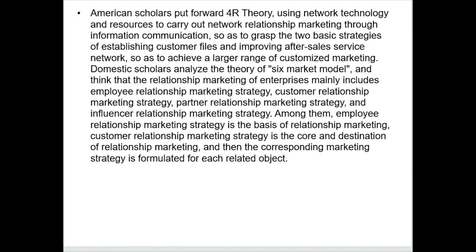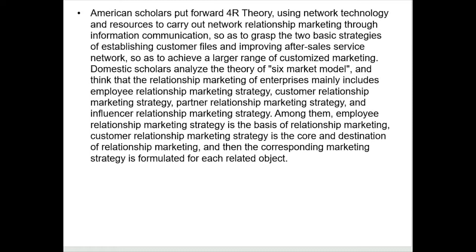American scholars put forward the 4R theory, using network technology and resources to carry out network relationship marketing through information communication, so as to grasp the two basic strategies of establishing customer fields and improving the after-sales service network, so as to achieve a large range of customized marketing.